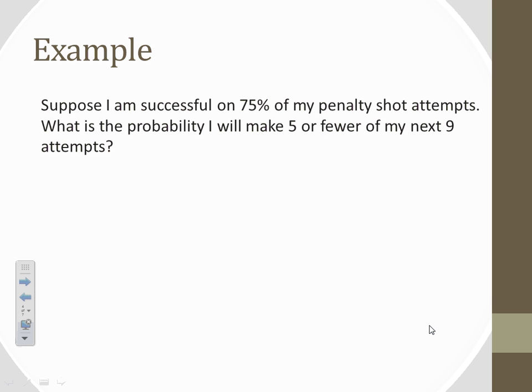So let's say that you're a soccer player, and you make 75% of your penalty shots. What's the probability I make 5 or fewer in my next 9 attempts? We're not actually going to answer the question. We're just going to look at whether it is binomial. So number 1, are there 2 outcomes? Is there a success or failure? Yes, there is. You either make or you miss the penalty shot.